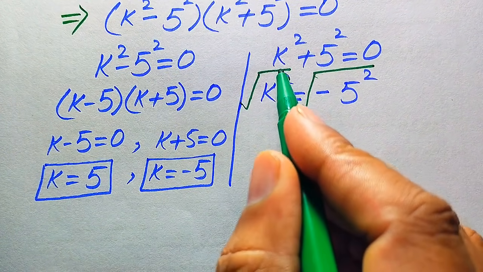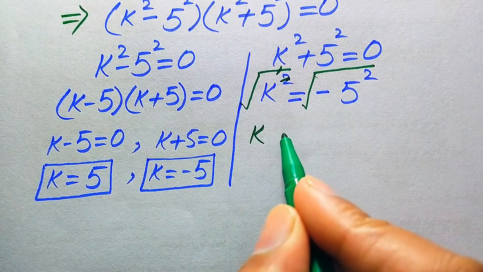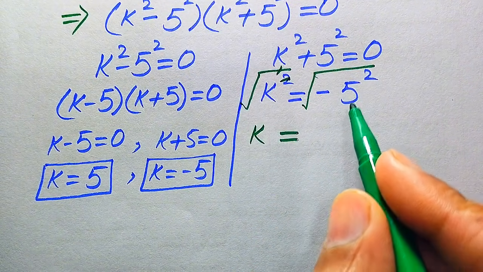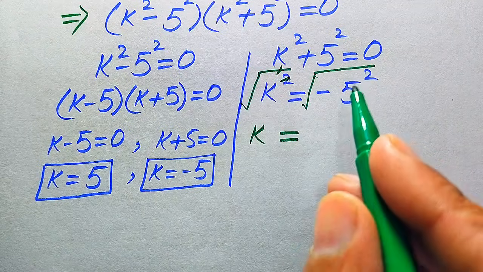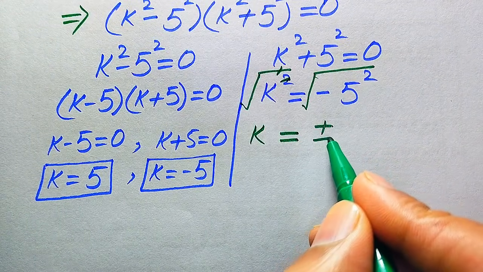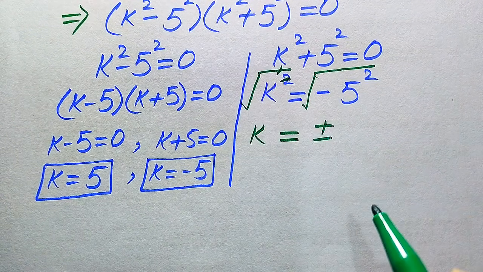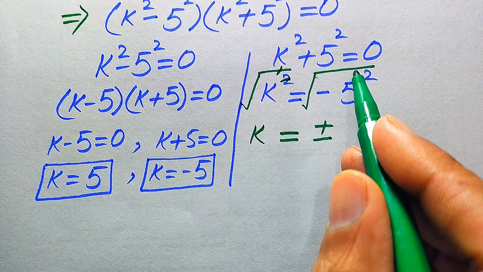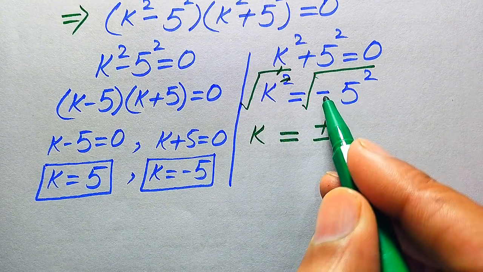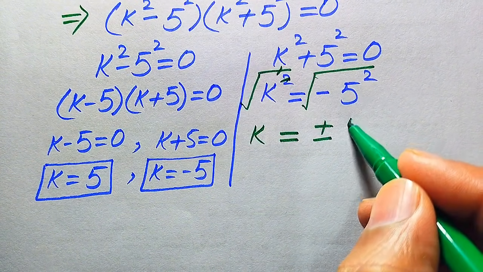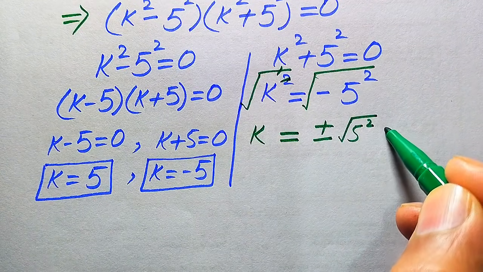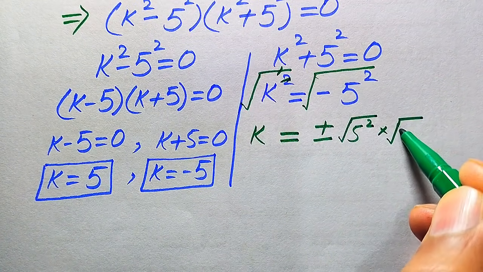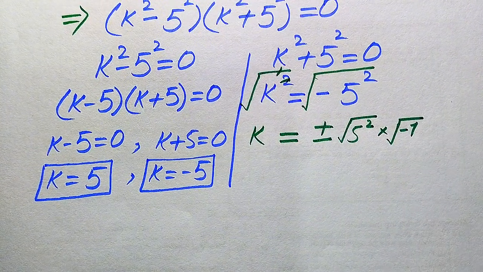And now you see here this 2 and this square root are gone, and we get k is equal to, here you see that when we apply a square root on both of the sides, we will write a plus minus sign on any one of the sides, so we write it on the right-hand side. Further, we break this square root separately on the negative term and 5 square. So when we break the square root, it will become square root of 5 square multiplied by square root of -1.